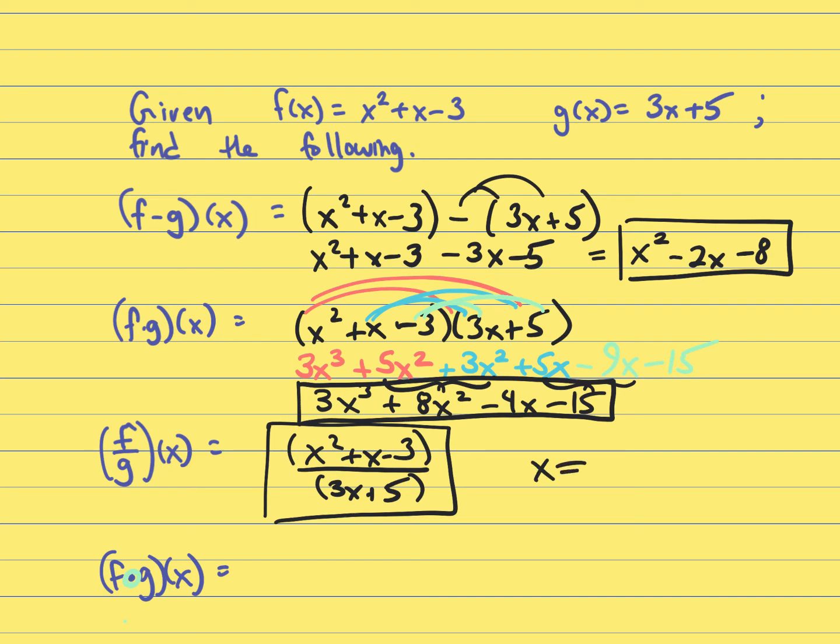I know that x can't be negative 5/3 because if I put in negative 5/3 for the bottom I get 0. And I just find that by setting that equal to 0, but that just kind of goes back to our whole idea of domain where the bottom can't be 0.